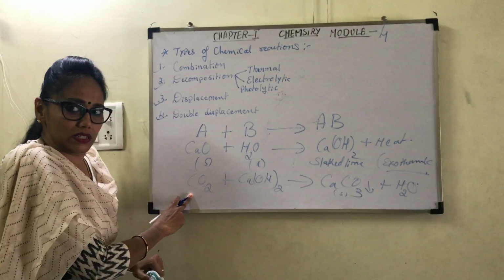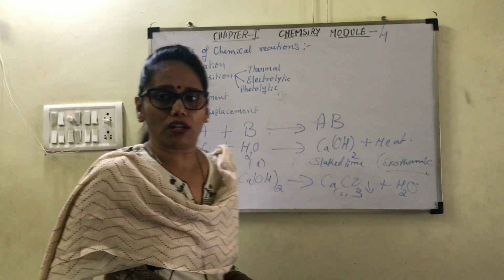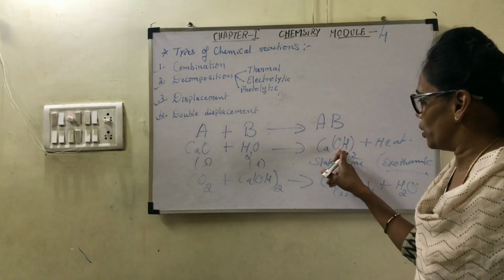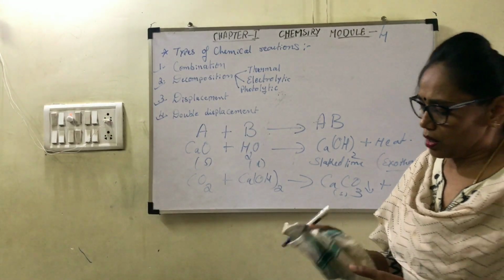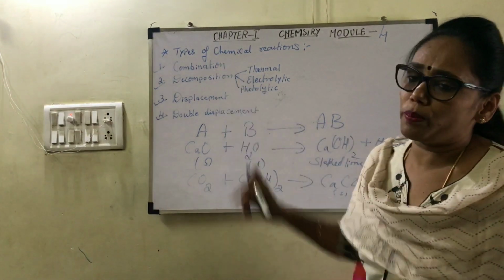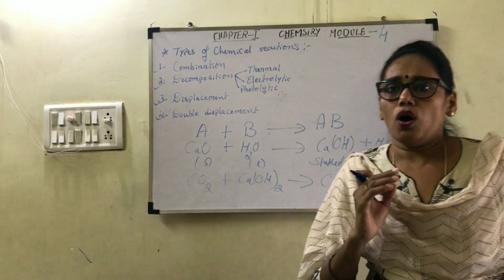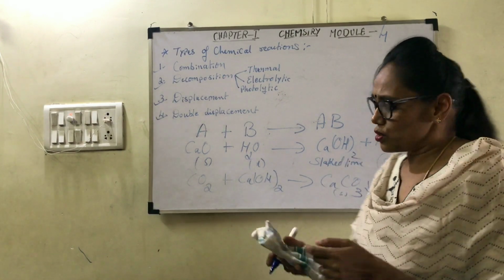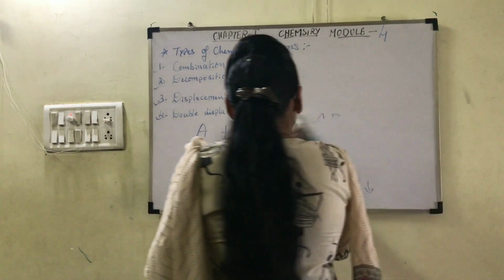That infers that the liberated colorless, odorless gas is carbon dioxide. This is not an example of combination. I am just giving you the use of this test for carbon dioxide. Now, with this we have completed combination. I repeat, combination is the reaction in which two or more substances combine to form a single substance under suitable conditions. Now, let's go with the next, decomposition reaction.